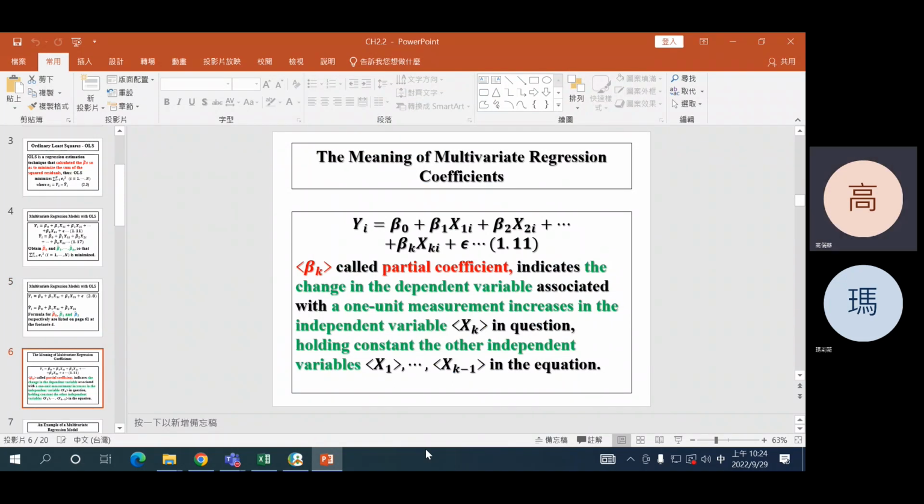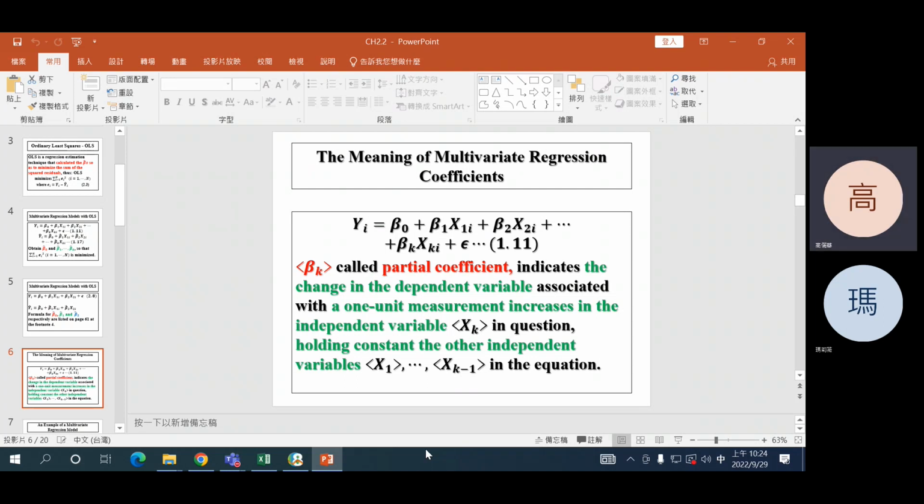Remember this word is important: holding constant the other independent variables in the equation. So if I'm talking about beta k, what are the other independent variables? They are from X1 to Xk in the equation. Okay?